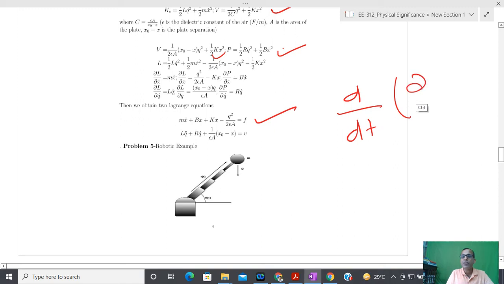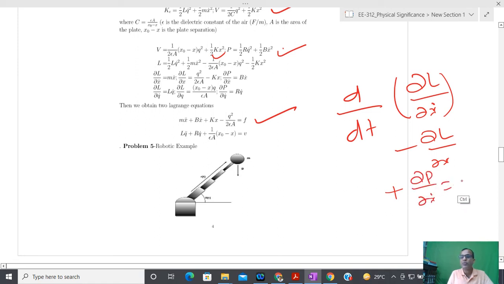d by dt of dou L by dou x dot you have to solve, and after that dou L by dou x, and after that you have to add one more term, that is the dissipative term, dou P by dou x dot, equal to the force along x, which I am calling F. If you solve it, then you will end up with this equation. In place of x, now you can just replace by q, and x dot by q dot, and again you will get the second equation, with F replaced by V.